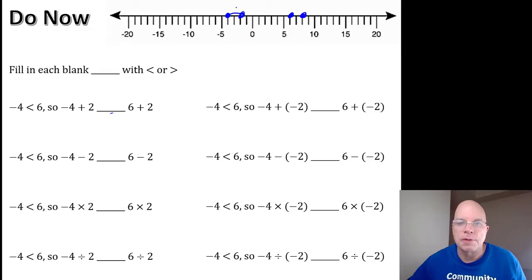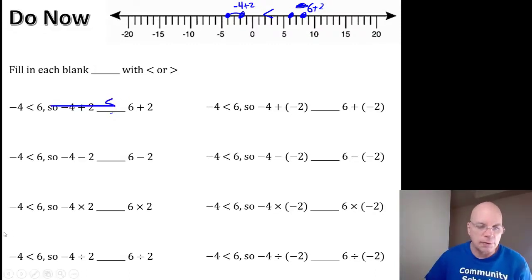So -4 plus 2 is -2, and this is not negative anything. This is 6 plus 2, also known as 8. But you see their relative position hasn't changed. -4 plus 2 is still less than 6 plus 2.